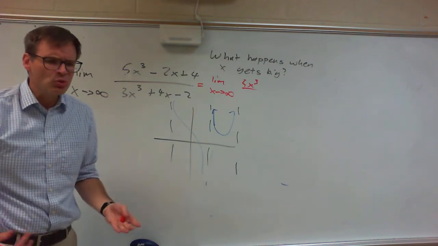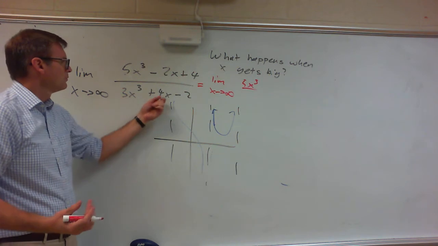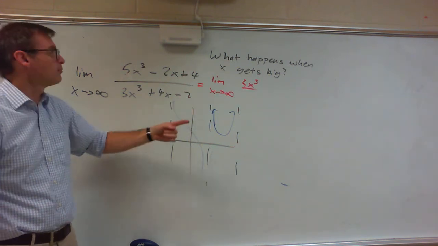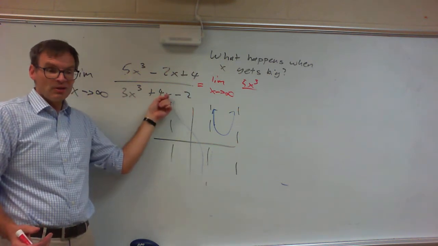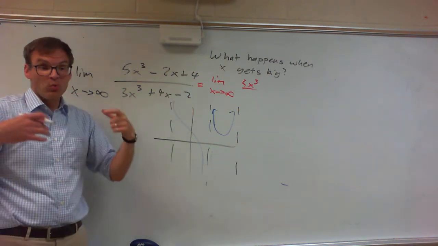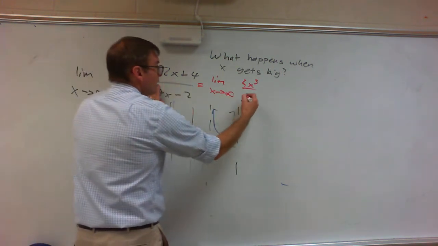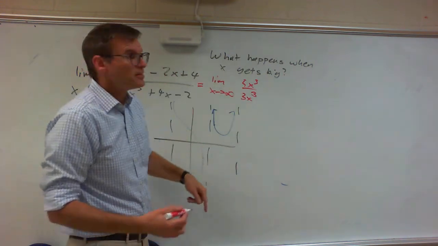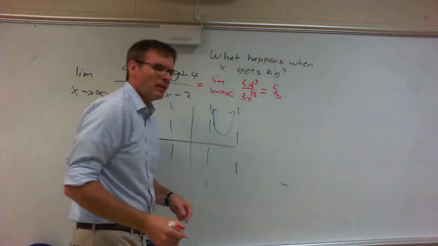When x is huge, what do you care about on the bottom? Well, that 2 doesn't matter, because you don't care if someone takes $2 if you've got 10 million. And when you compare 10 million cubed to just 10 million, this is way bigger. So when x is huge, these terms don't matter. All that matters is this 3x cubed. Well, I can cross the x's out, and so we end up with 5/3.